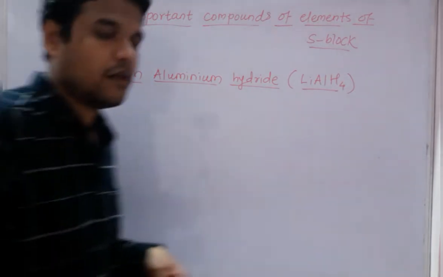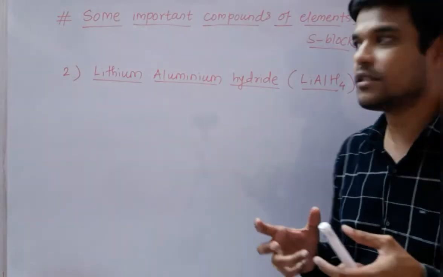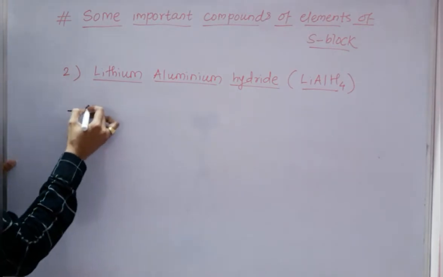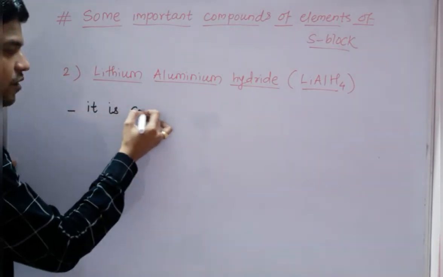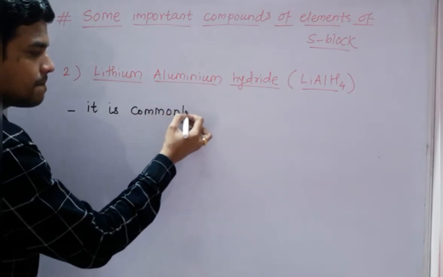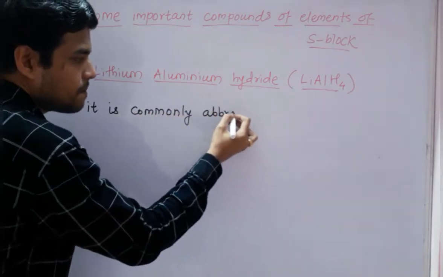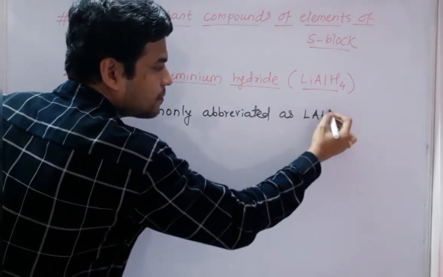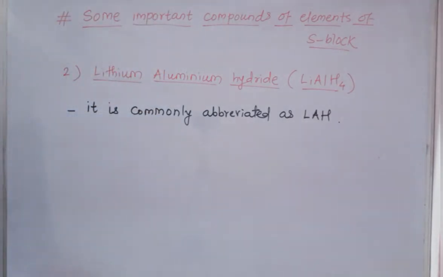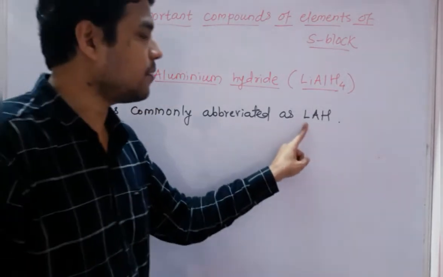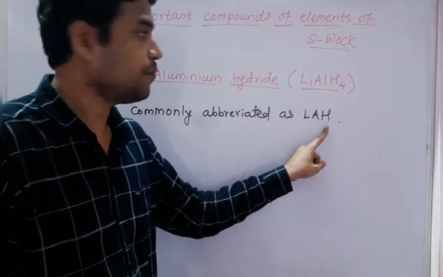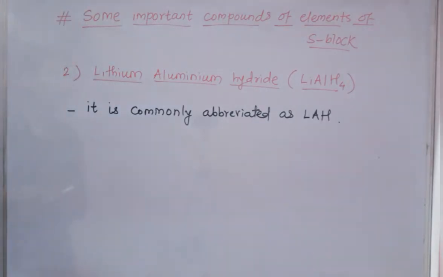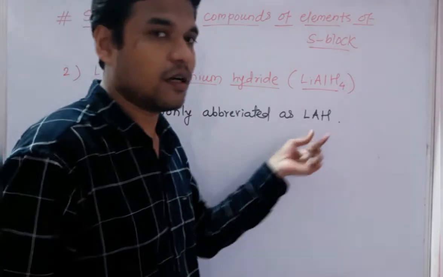Now, this lithium aluminum hydride, it is commonly abbreviated as LAH. It is a short form actually. L for lithium, A for aluminum, H for hydride. Lithium aluminum hydride. ठीक है, तो ये कॉमनली हम एब्रिवेट करते हैं LAH से. ठीक है, नाउ इट्स हैविंग formula.